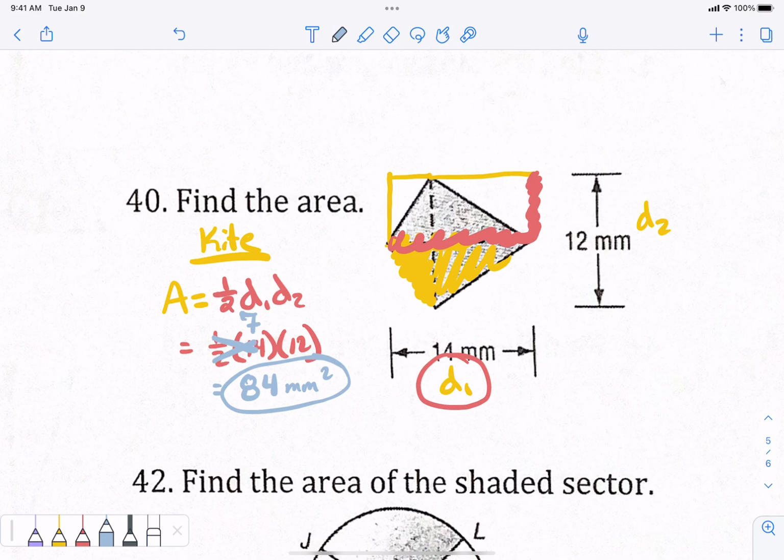So it doesn't matter which one you put in whatever order. If one of them is an even number, though, I would put that one first. But if both of them are even, it doesn't really matter. Okay?